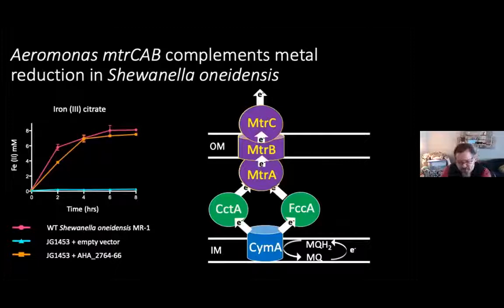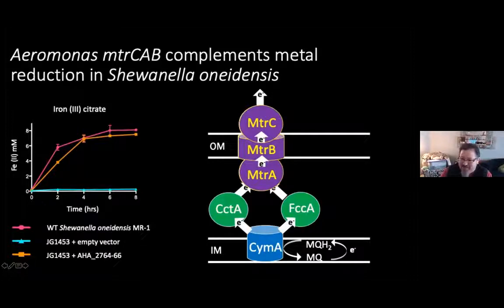The other thing that we can do is we can take parts of Aeromonas and move them into Shewanella. The reason that we do some of that work is to just verify that these components really are doing what we think they're doing. So now we're looking at iron citrate reduction. Now, if you look at the time frame, it is quite a bit faster.